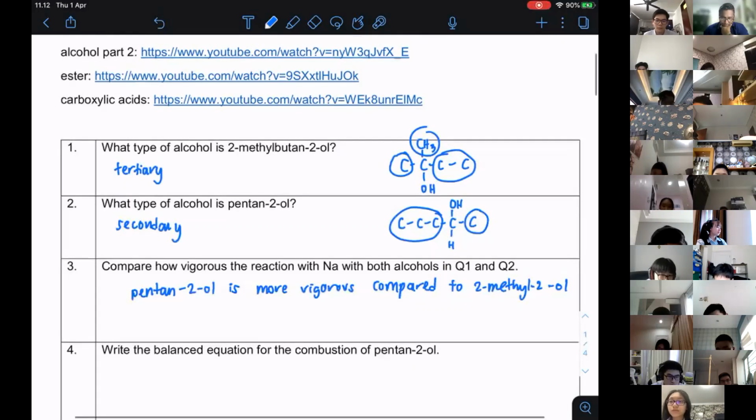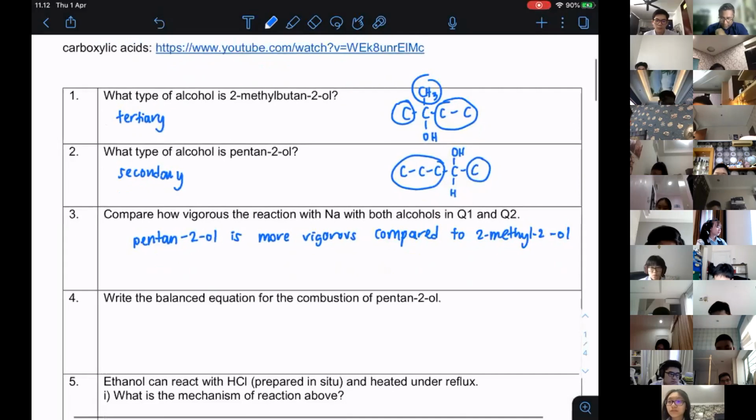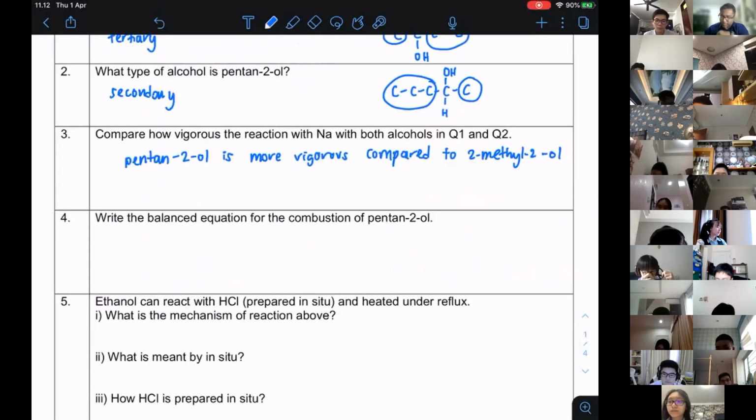Okay, now next, write the balanced equation for the combustion of pentan-2-ol. If you want to make it faster, you remember the general formula is CnH2n+1OH. That is for alcohol. So pentane is going to be 5, so C5H11OH. You can just write down like that.